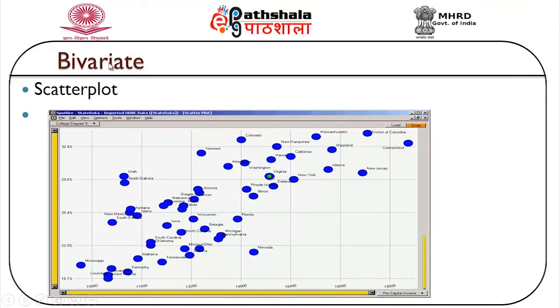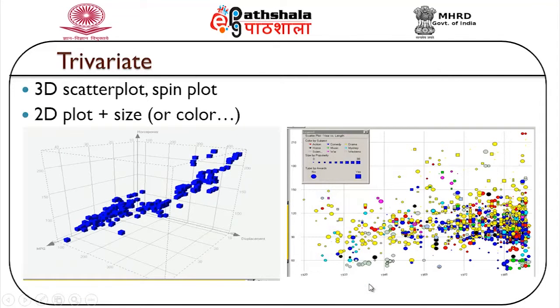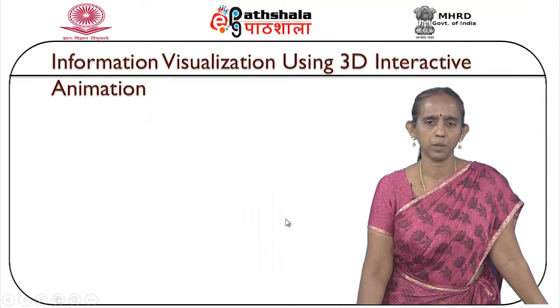Next comes the bivariate data type, wherein it can be represented in the form of a scatter plot with respect to x and y axis. Then we have the trivariate data type. In trivariate data type, we can either use a 3D scatter plot or a spin plot, or it can be a 2D plot plus any one attribute like size or color. So this is an example of a trivariate data type.